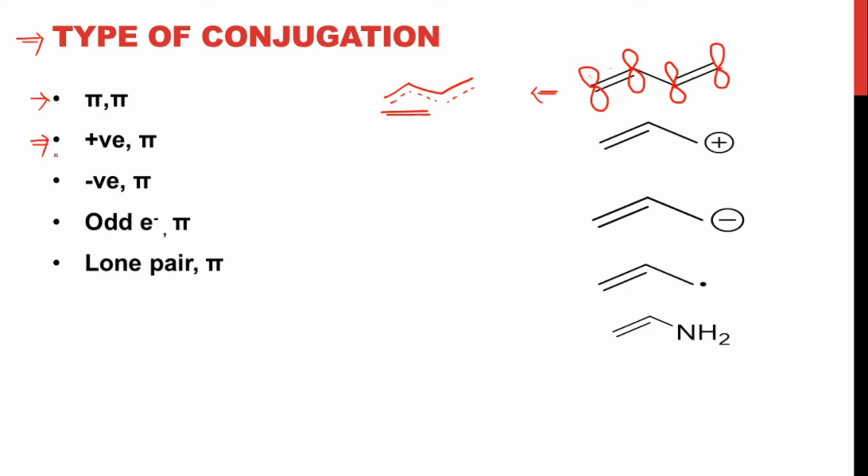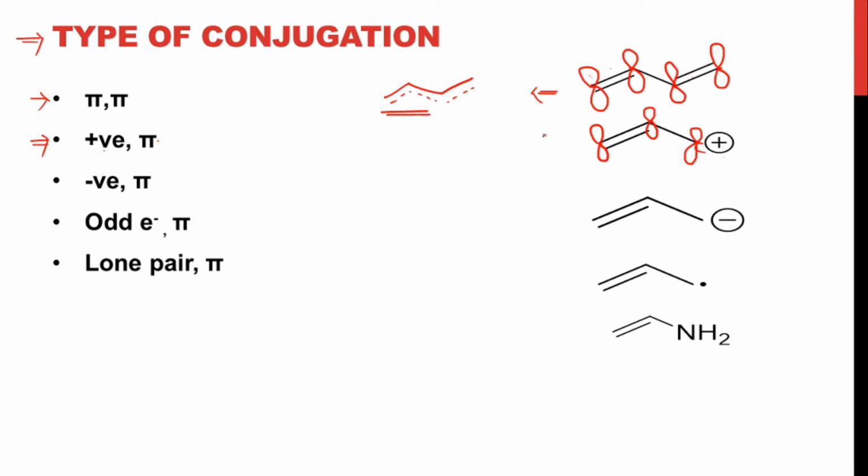Coming to the next type of conjugation where pi bond and a positive charge are in conjugation. See, this carbon has a positive charge over it. That means an electron withdrawing group has detached from this molecule, leaving a positive charge on the carbon atom. Now this carbon atom is electron deficient, and this is in conjugation with the pi bond, where the hybridization of this particular carbon will be sp2. So the p orbitals are in pair. The p orbital of the carbocation is lying parallel to the p orbitals of the double bond. So the delocalization of electrons occurs through the conjugation.